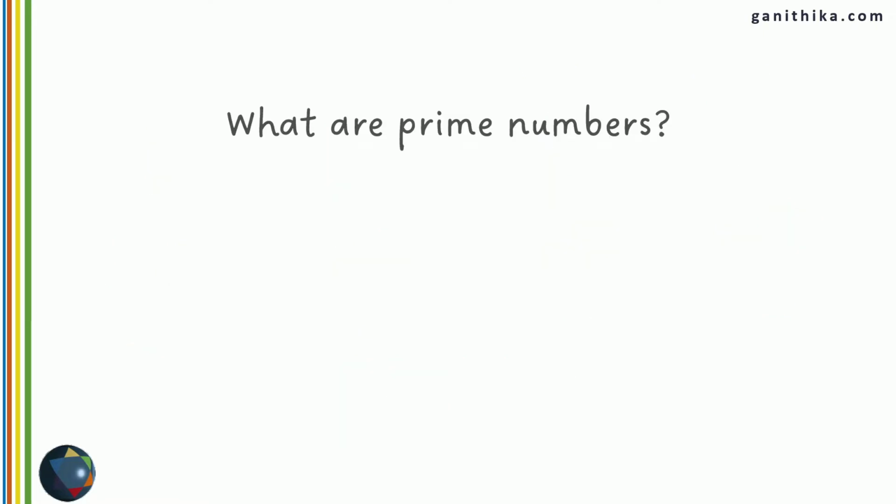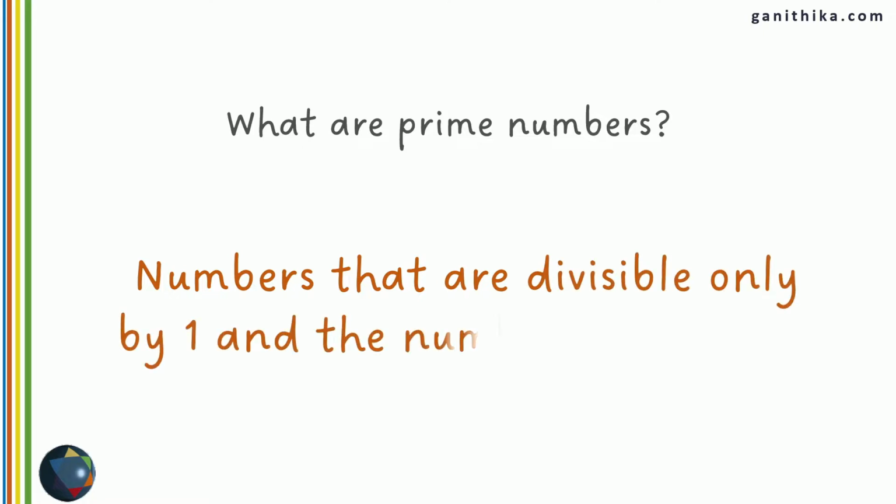What are prime numbers? Numbers that are divisible only by 1 and the numbers themselves. So you can express a prime number as a product of 1 and itself, which means, in other words, they are divisible only by 1 and the number itself. So these types of numbers are called prime numbers.